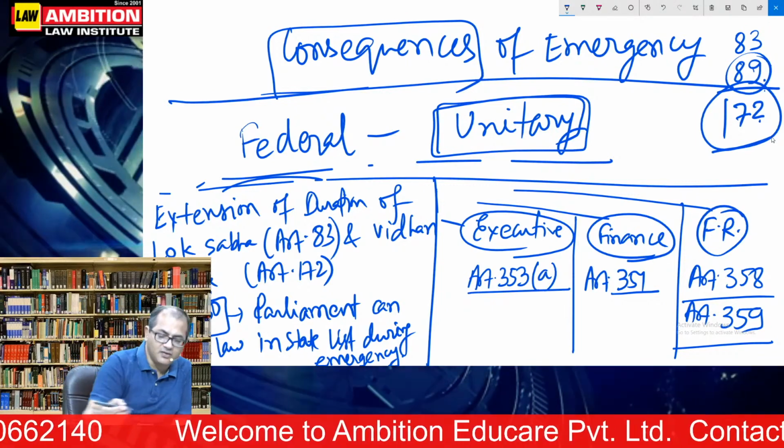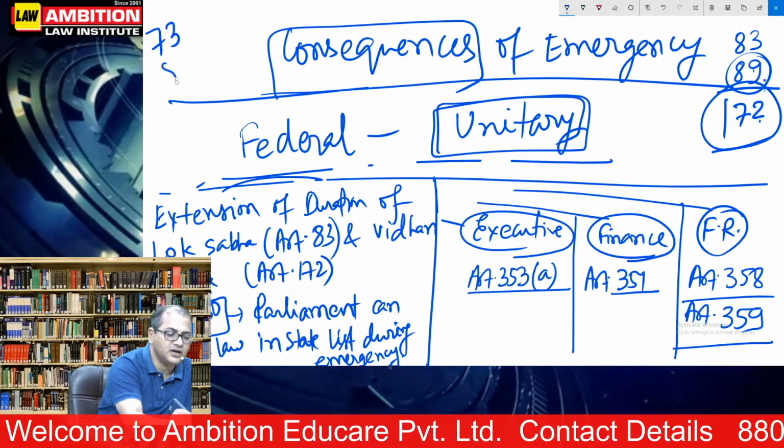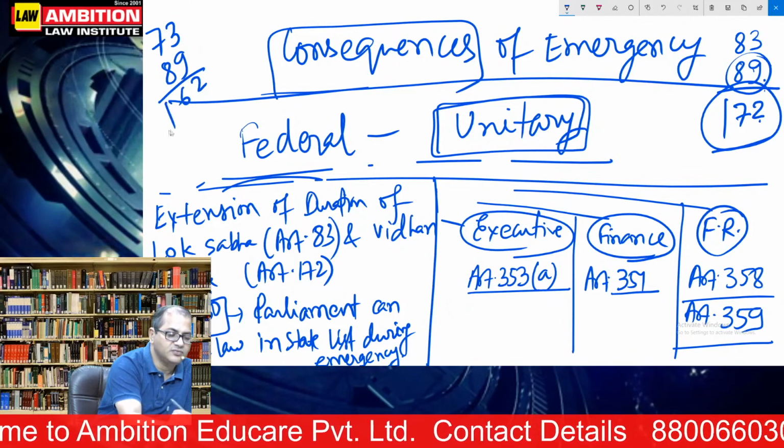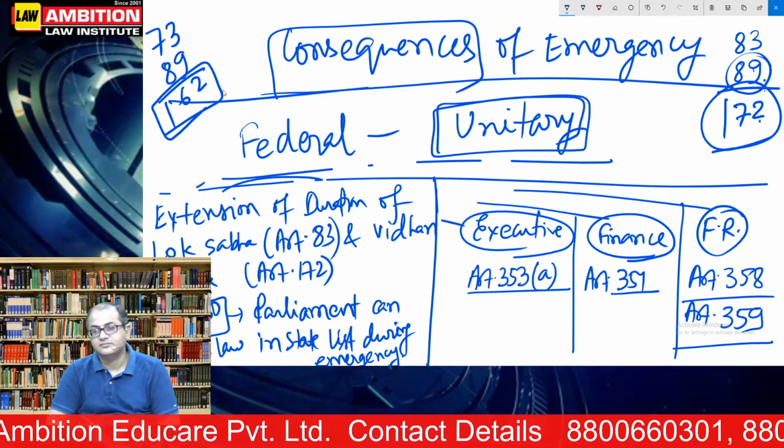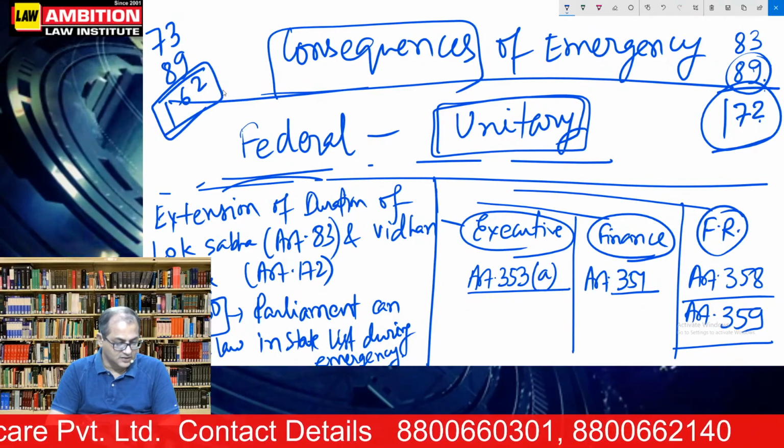Extent of executive power of union, extent of executive power of union, 73. You add 89, 162. देखो यही है. This is there. It's magic.